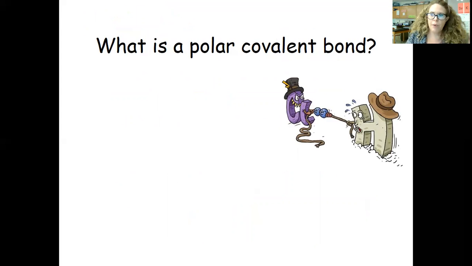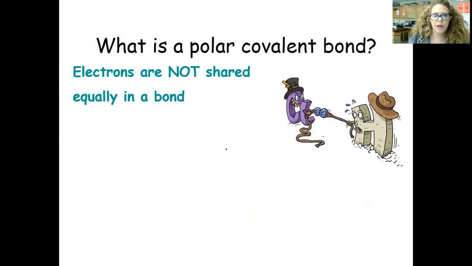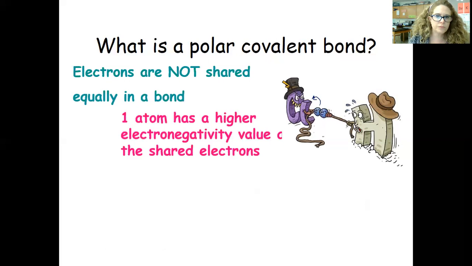So now what is a polar covalent bond? The electrons are not shared equally, because the word polar means different. So if I look here at my image of this chlorine and this hydrogen, this chlorine is a pretty strong element, and this hydrogen is a pretty weak element. So if we're sharing electrons, chlorine's stronger. The electrons are really going to be shared closer to chlorine than they are to that hydrogen. So they're not shared equally, because look at how much more those electrons are over here. They're getting pulled closer to that chlorine.